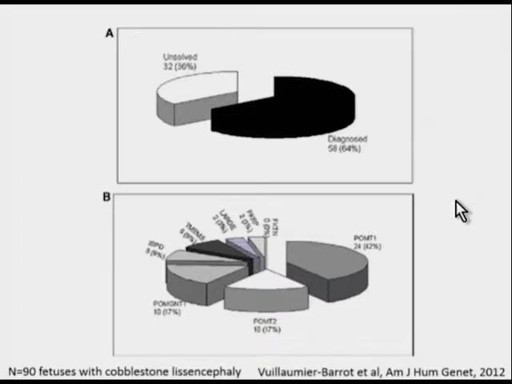If one looks at a set of fetuses with cobblestone lissencephaly as a disorder in common, we can see that there is a wide variety of abnormalities that can give rise to this phenotype. As I said, most of these have a known gene mutation, but there are some others, a good proportion, that do not. And of those that do, these are the POMT1, T2, and so on, fukutin-related protein deficiencies that result in a similar appearance of the brain.